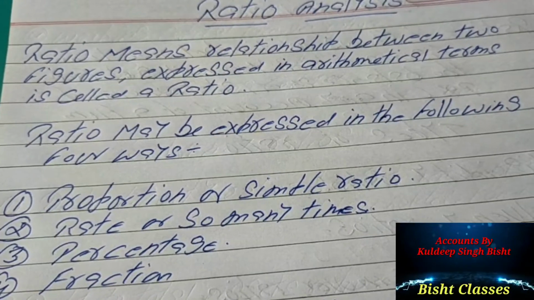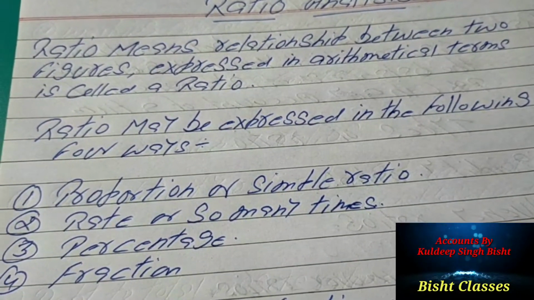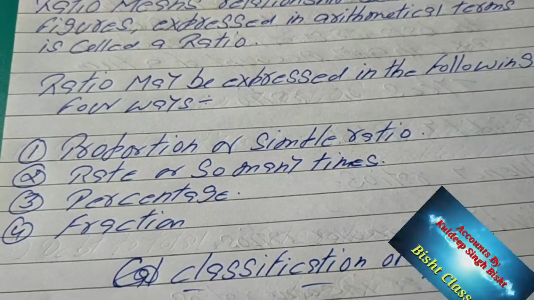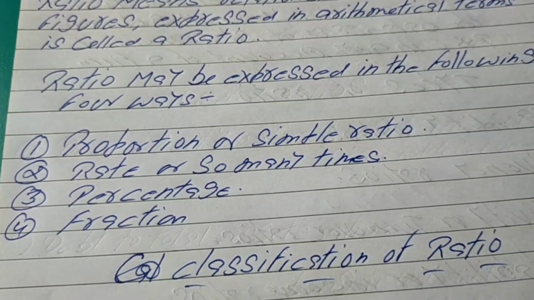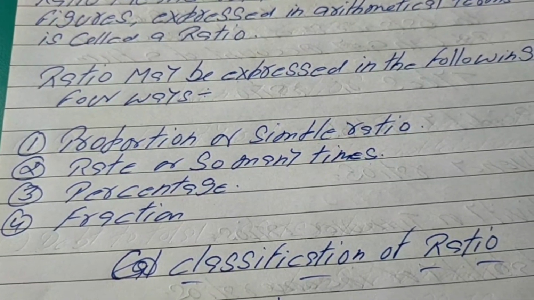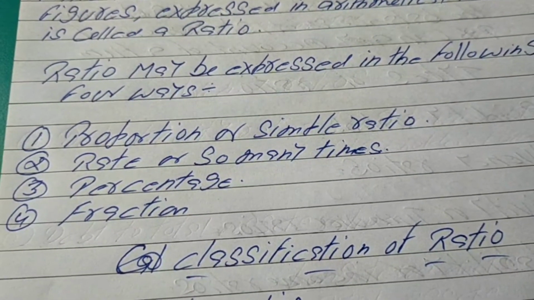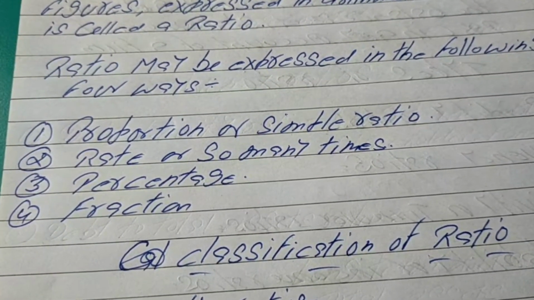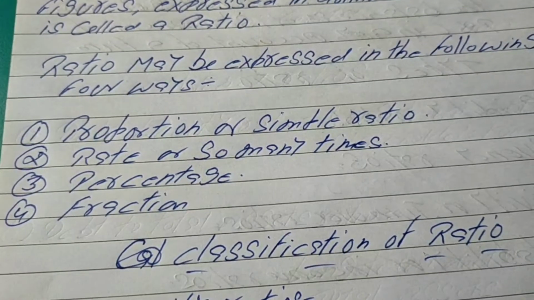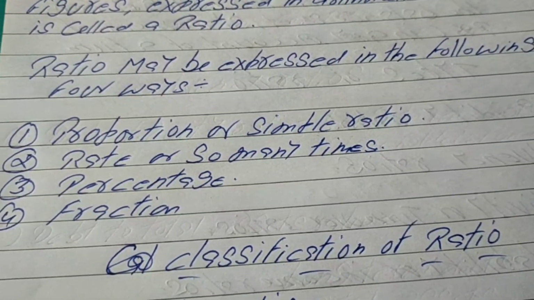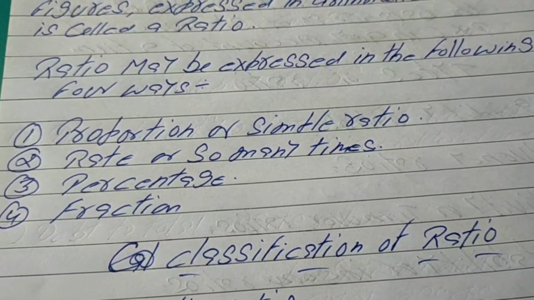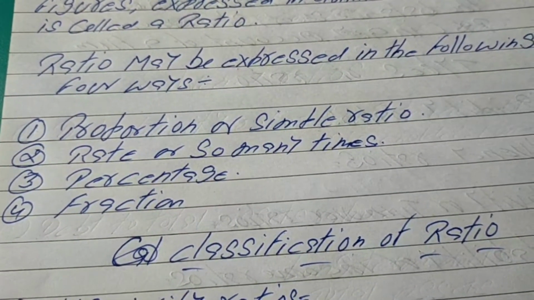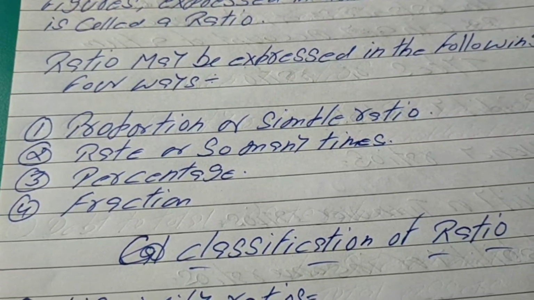Now you can express ratios in the following four ways. First one, in the simple ratio or proportion; second, rate or so many times; third, in percentage; and fourth, you can show it in fractions. Right, these are the four ways by which you can express the ratios.